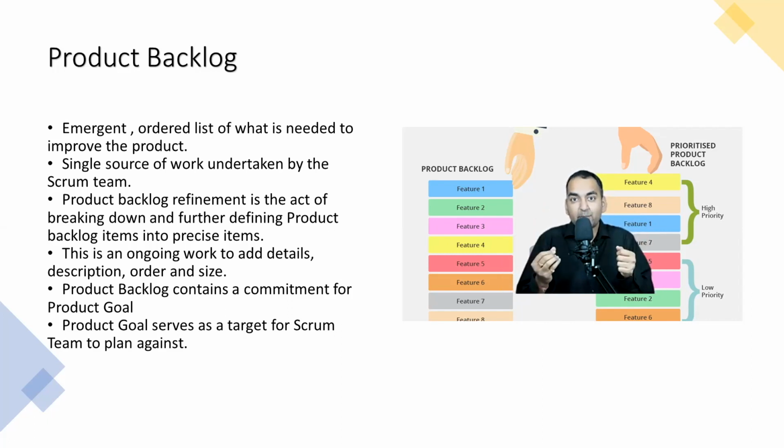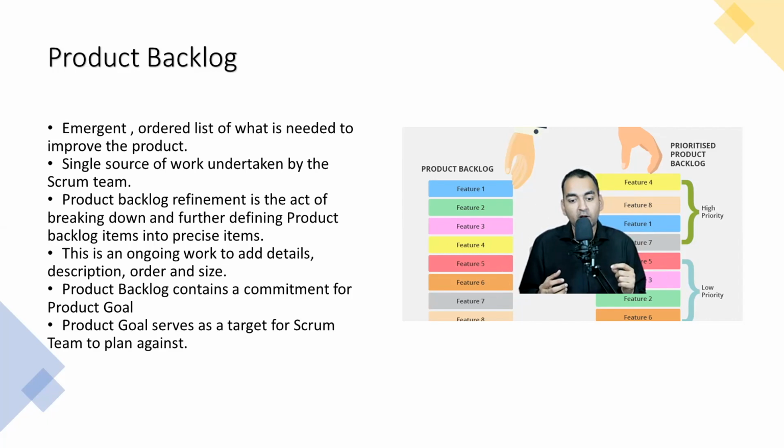Size can be estimated so that the product owner knows when the team might be able to deliver this, and a refinement session also happens along with the team so that the team also knows and anticipates what is coming next.